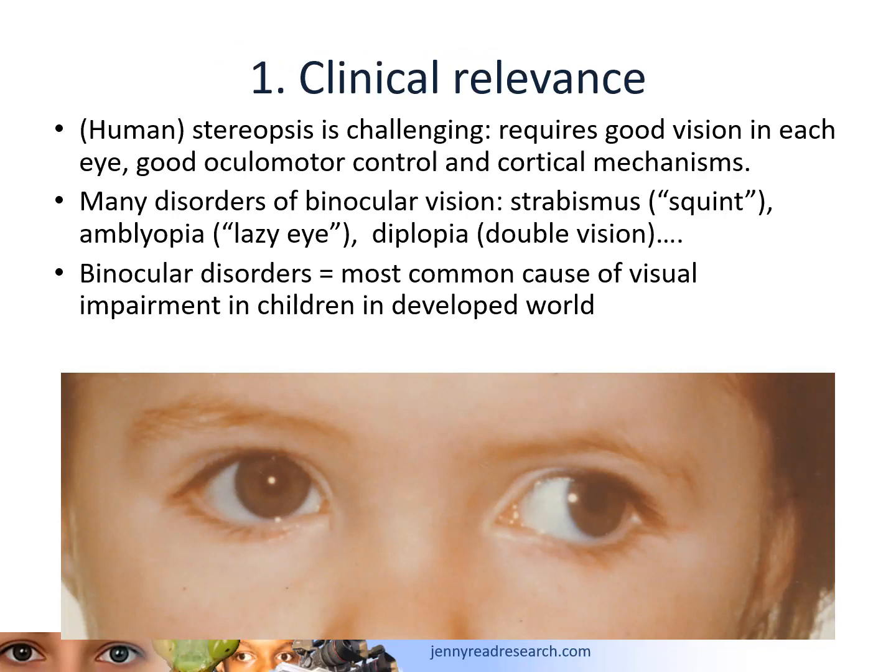And it seems that it's something that can quite easily go wrong during development. So you have situations like strabismus or squint, where the eyes end up pointing in different directions, amblyopia or lazy eye, where one eye ends up visually impaired just because the brain isn't listening to the signals from that eye rather than because of any problem with the retinal image. In older people, you may get diplopia or double vision. And actually, these binocular disorders are the most common cause of visual impairment in children in the developed world, where thankfully, of course, we've eliminated many other causes of visual impairment.